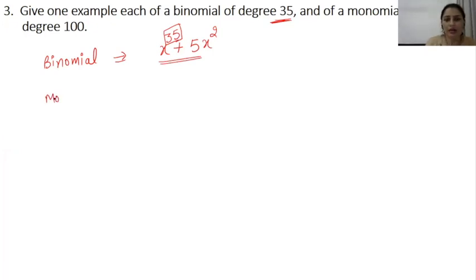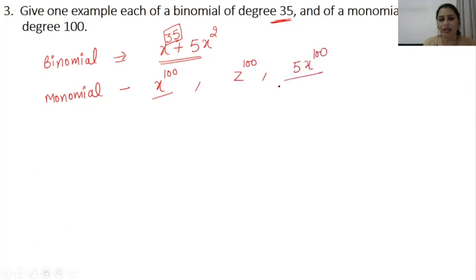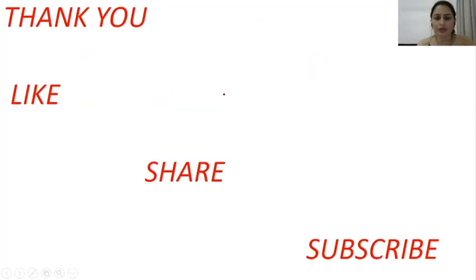Next one is a monomial of degree 100. Monomial means we write only one term, because a monomial has one term, x raised to power 100. This is a monomial. You can also write z raised to power 100. We can also write 5 x raised to power 100. We can also write 7y to the power 100. These are monomials, and here the degrees are 100. I hope you understood these questions.